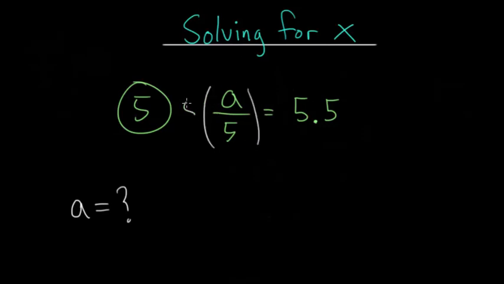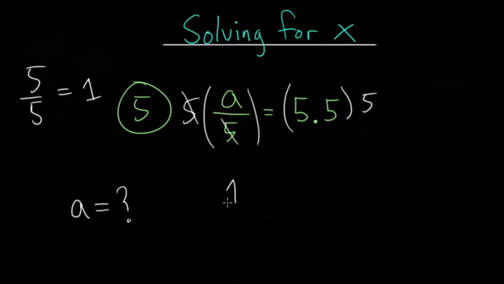So we can multiply each side of this equation by 5, since we know that 5 divided by 5, or anything divided by itself, is always going to be 1. So essentially this 5 divided by 5 here, these will cancel each other out, and we'll end up with just 1a equals 5.5 times 5, which is 27.5. And 1a is the same as a. So a is this 27.5, which we can plug in here to check to see that the answer is correct.